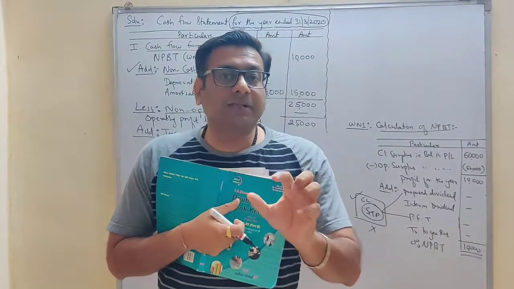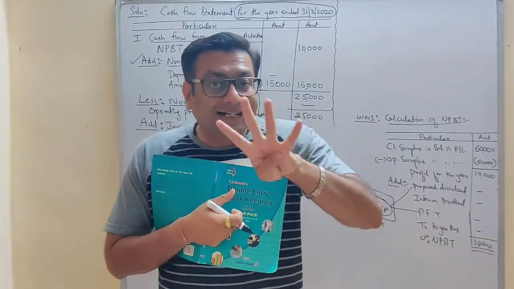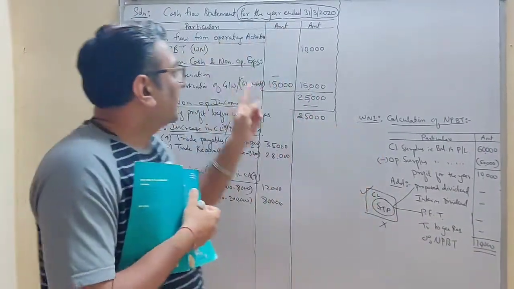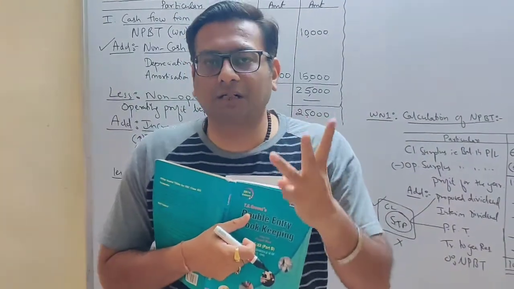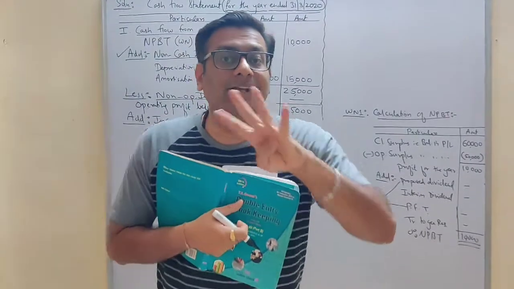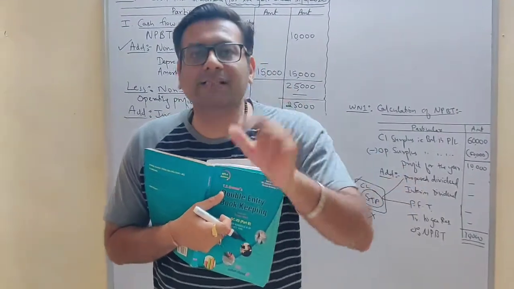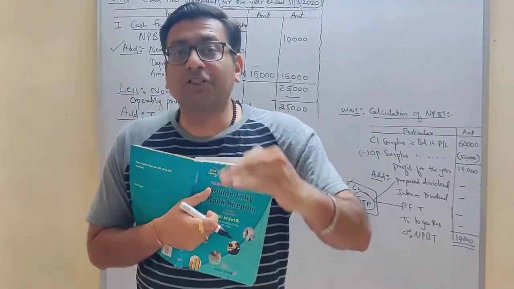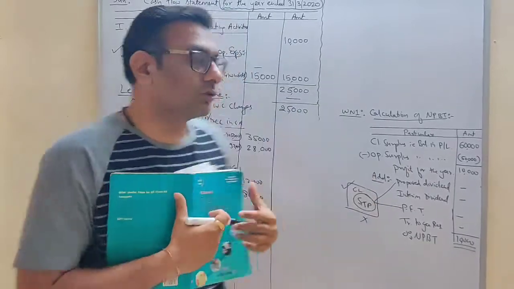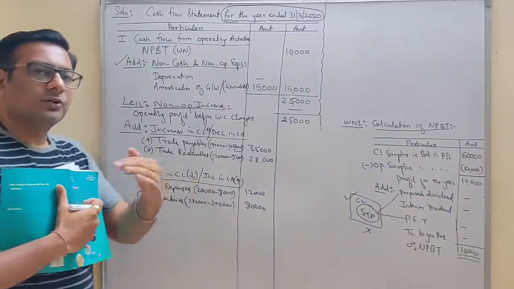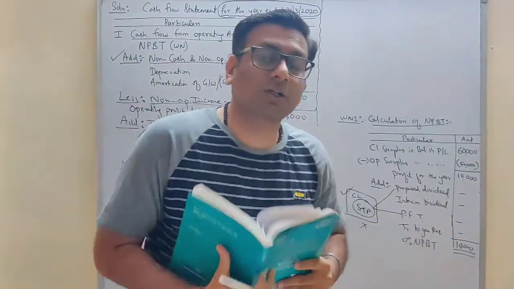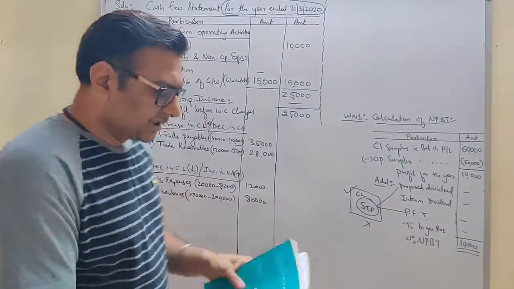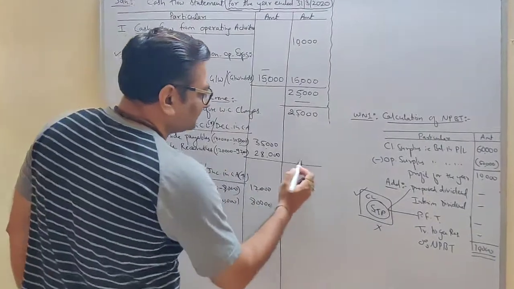So, cash flow statement is divided into 4 parts. First part is operating activity. Second part, investing activity. Third, financing activity. And fourth part is this, cash and cash equivalent, which is given under current asset. So, don't write it here. We are going to write cash and cash equivalent as a fourth part at the end of the statement, not now. So we are done with this. Let's do the totaling.